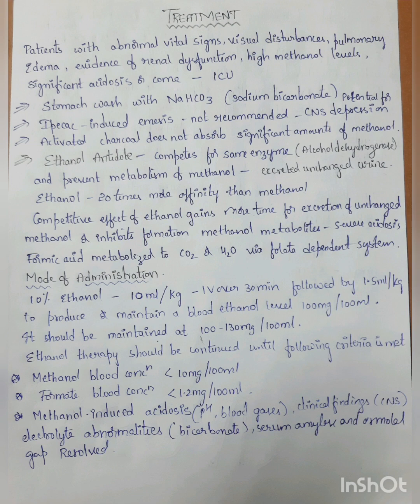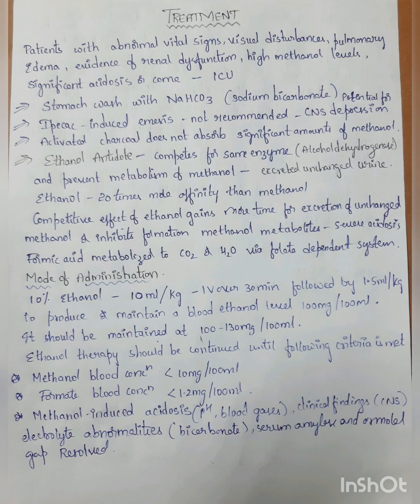An effective antidote for methanol poisoning is ethanol, as ethanol competes for the same enzyme alcohol dehydrogenase and prevents the metabolism of methanol. So methanol is excreted in unchanged form in the urine. Ethanol has 20 times more affinity than methanol to bind to the alcohol dehydrogenase enzyme. This competitive effect of ethanol gains more time for excretion of unchanged methanol and inhibits formation of methanol metabolites, which are responsible for severe acidosis. Formic acid is further metabolized to CO2, that is carbon dioxide, and water via folate dependent system.